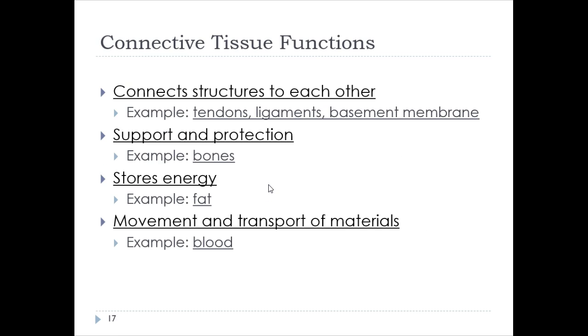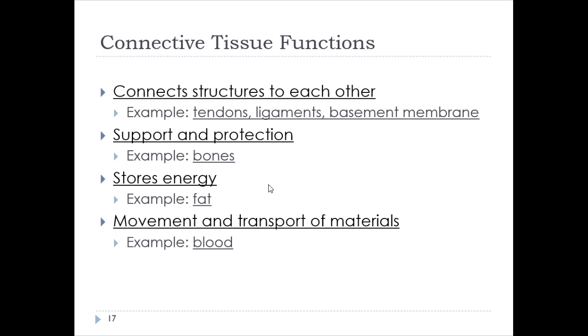Connective tissue is used for structure and support to each other. An example would be tendons, ligaments, basement membrane. Remember that basement membrane that the epithelial tissue touches? So there's some connective tissue right there, and that makes sense. It's connecting epithelial to a muscle or whatever, and it's going to use that basement membrane to do that. Support and protection would be bones, which would definitely be an example of that. They're part of the connective tissue group as well.